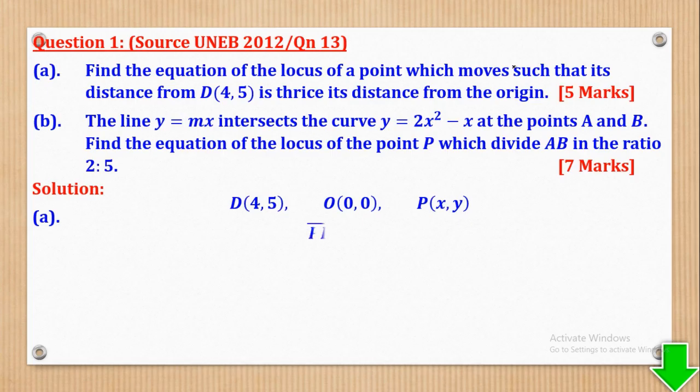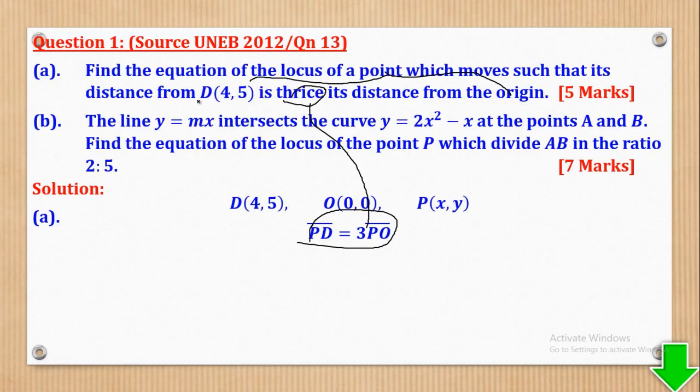I'll have to get the distance PD. We're told that the distance from this point to this point is thrice, that is why you see this 3 here, thrice the distance from this point P to the origin. Therefore this statement is very vital, and that's what you need to know under loci.